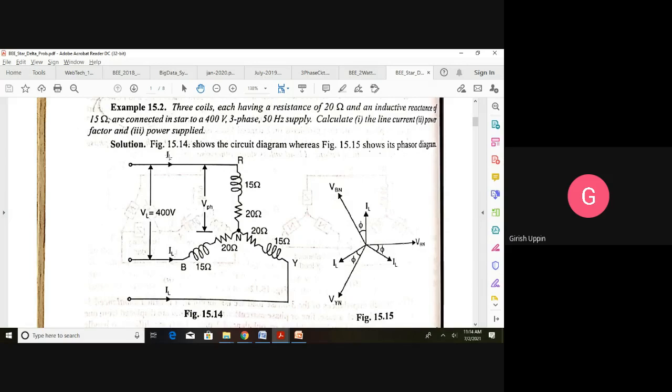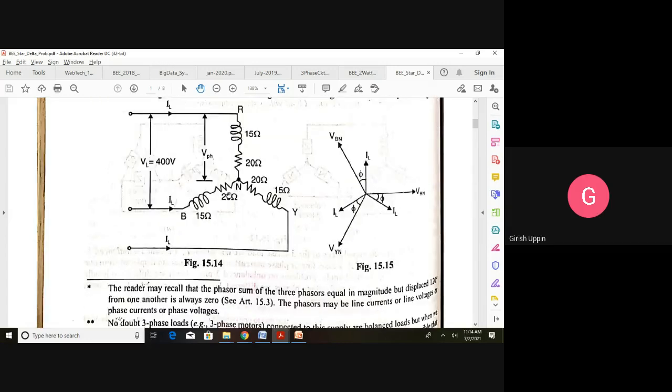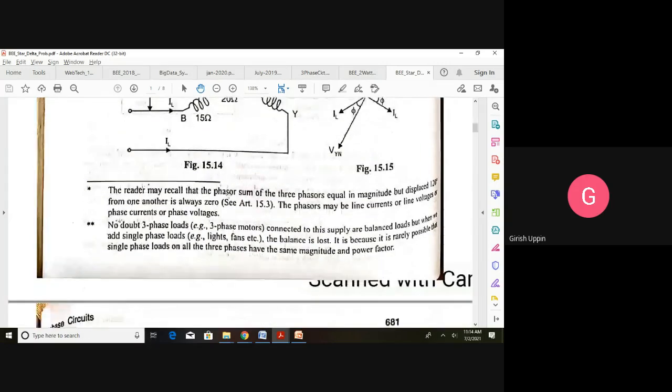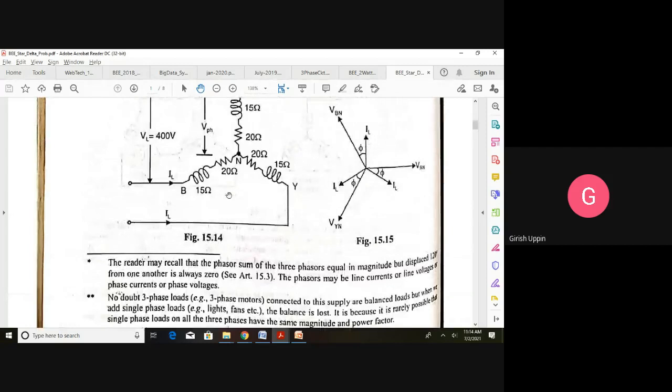IL, so in case of a star connection, the line current is equal to phase current. IL is equal to I phase, and in case of a star connection, VL is equal to root 3 times V phase. V phase is the voltage for one phase. So we are going to analyze with respect to only one phase. We will come back to the phasor diagram.